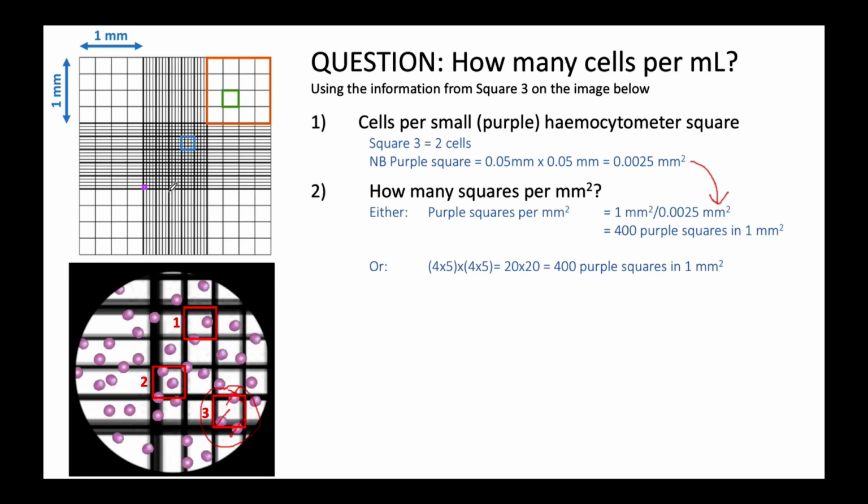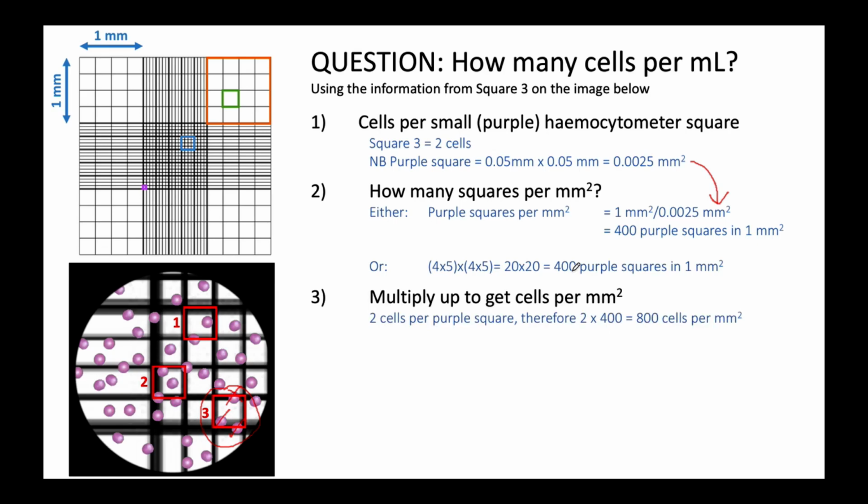Or we could just look at the grid and actually count them. Each of these has 4 by 4 in it, and there are 5 of each of those. So along this length we've got 4 times 5, which is 20 little squares, and along this one we've got 4 times 5, which is 20 little squares. So if we do 20 by 20 we get the same answer, 400 purple squares in 1 millimetre squared. Okay, so we now have a reference point.